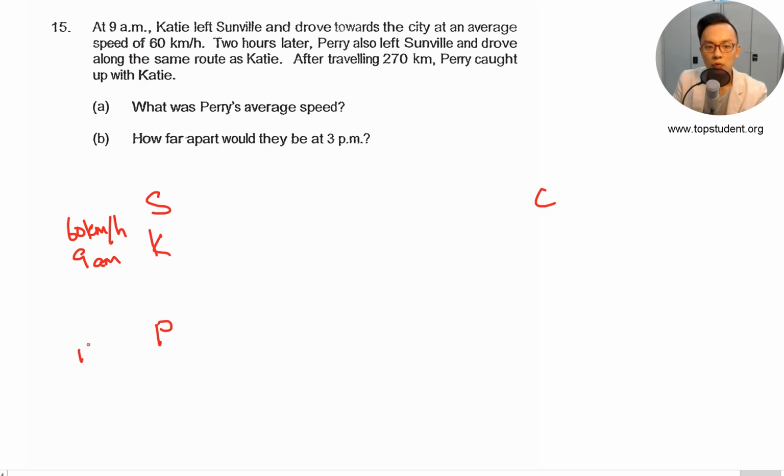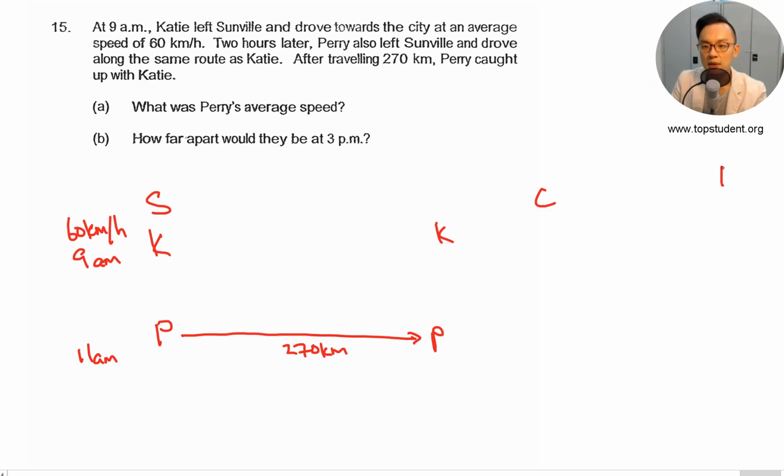So 9 AM, 2 hours later is 11 AM. And Perry drove along the same route, and after traveling for 270 kilometers, Perry caught up with Katie. So what was Perry's average speed?